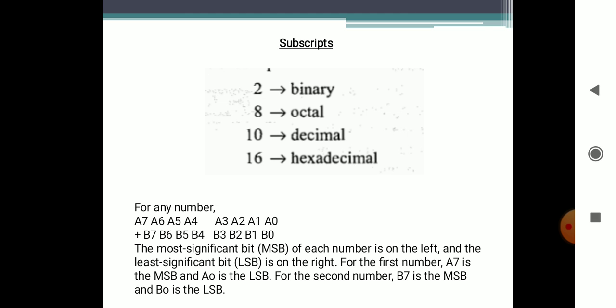As given here, for the first number, A7 is the most significant bit, which is on the leftmost side, and A0, the rightmost bit, is the least significant bit. The bit on the leftmost side is the most significant bit. For the second number here, B7 is the most significant bit and B0 is the least significant bit.